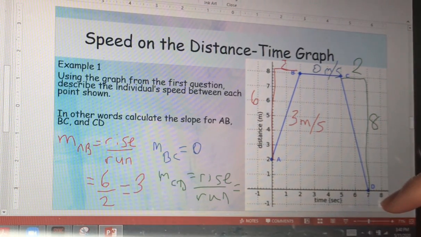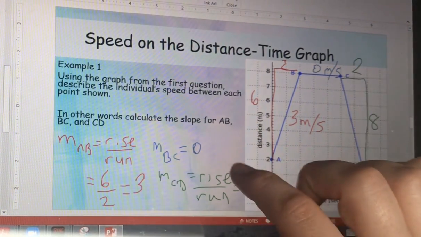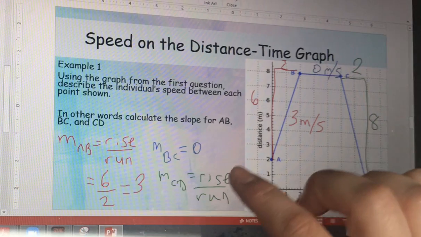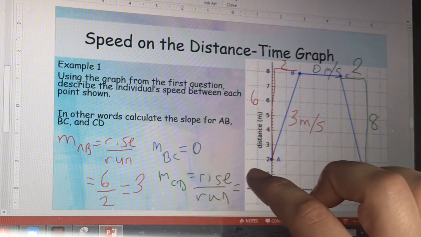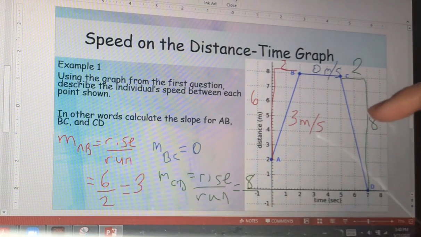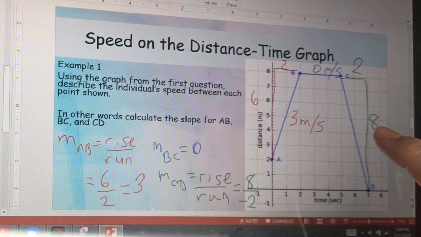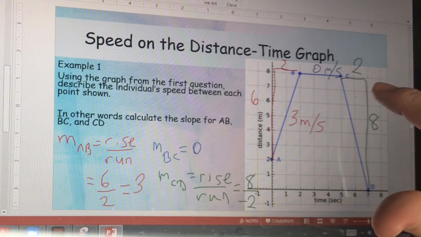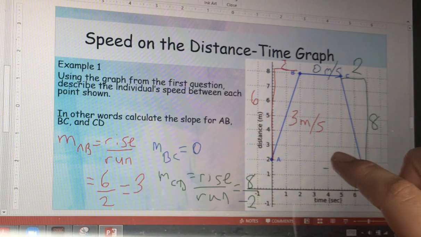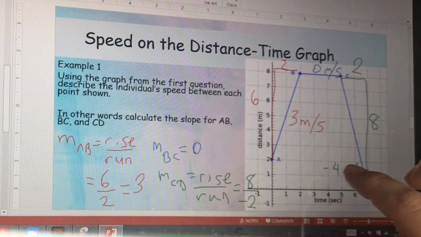Because I'm running right, but then I'm going down, it's going to be negative. So my rise is 8, and my run, or you can even think of it like I'm rising up 8, but then I'm going left 2, so that's negative. 8 divided by negative 2 is negative 4. So my speed here is negative 4 meters per second.